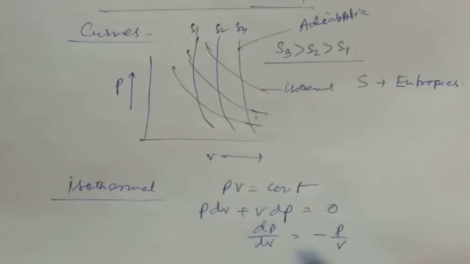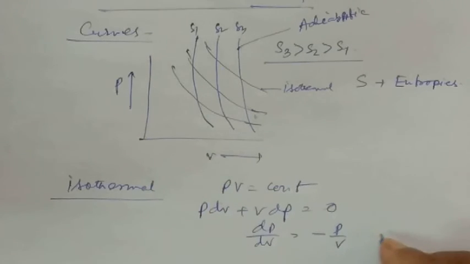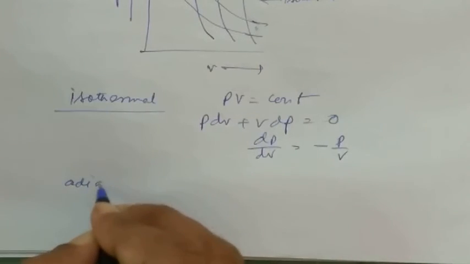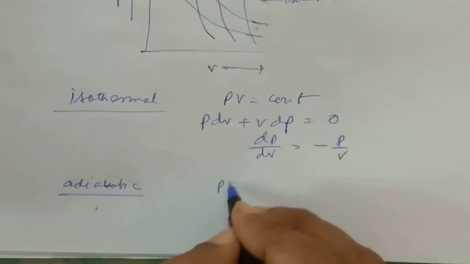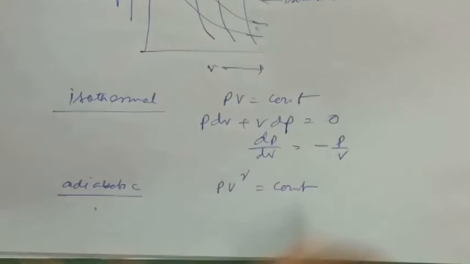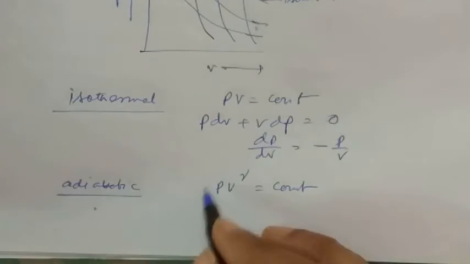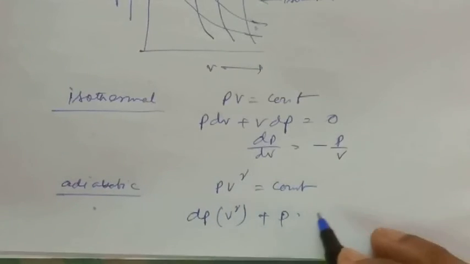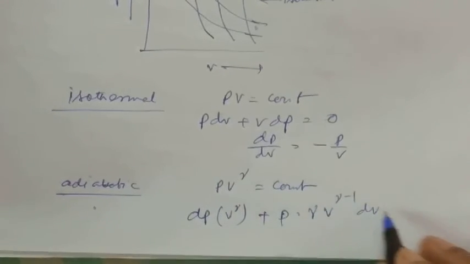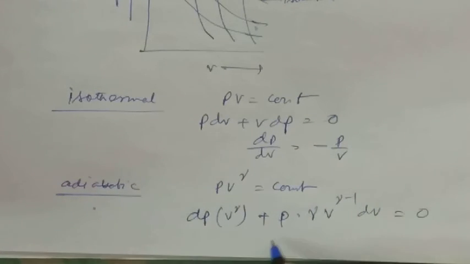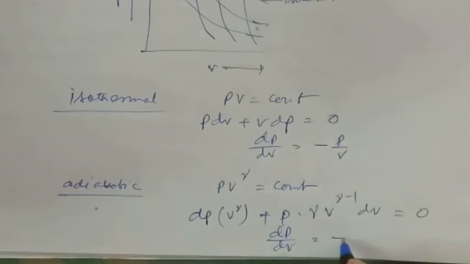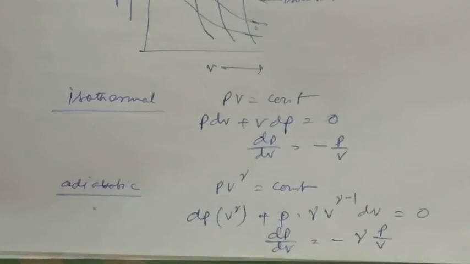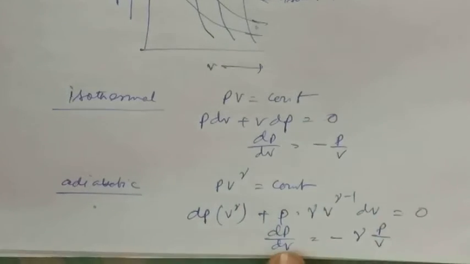Now what is dP by dV? It is the slope, because you all know dy by dx is the slope. So this is the slope of an isothermal curve. Similarly, you can derive the slope of the adiabatic curve also, but the relation here will be PV to the power gamma is equal to constant. So you can write the derivative: dP times V to the power gamma plus P times gamma V to the power gamma minus 1 dV is equal to 0. From this we find that dP by dV is equal to minus gamma P by V.